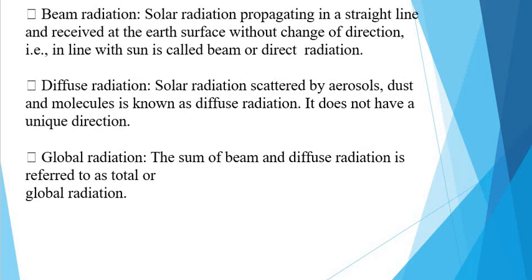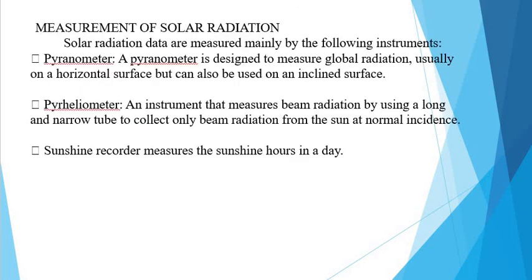The beam radiation is also called direct solar radiation. It propagates in a straight line and is received at the Earth's surface without change of direction. That is, radiation in line with the sun is called beam or direct radiation. Diffuse radiation is the radiation scattered by aerosol, dust and molecules. It does not have a unique direction. Global radiation, the sum of beam and diffuse radiation, is referred to as total or global radiation.